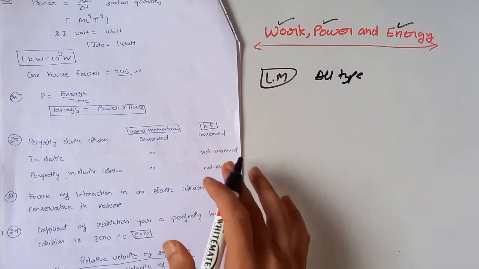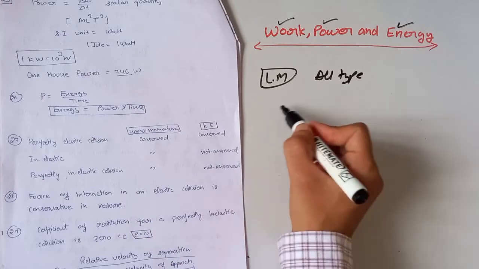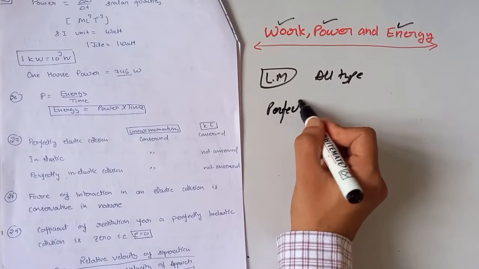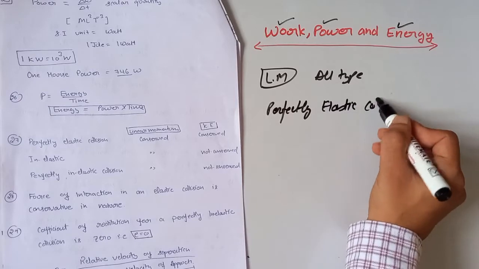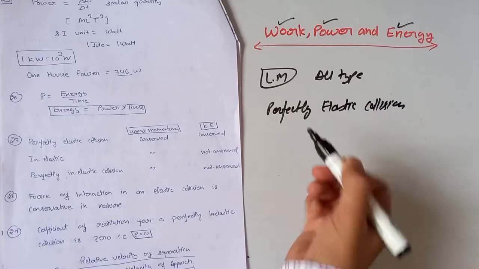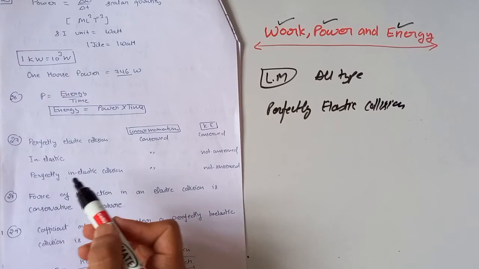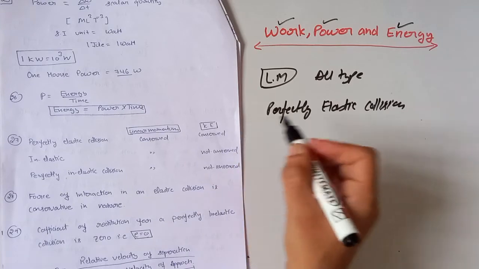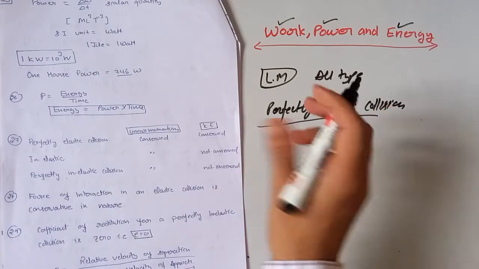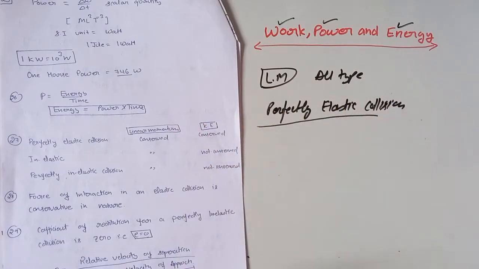Kinetic energy is conserved for perfectly elastic collision, and it is not conserved for inelastic and perfectly inelastic collision. So keep in mind, linear momentum is conserved for all types of collision and kinetic energy is conserved only for perfectly elastic collision. I hope these points are clear to you.